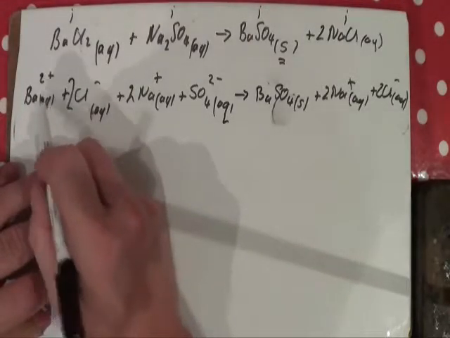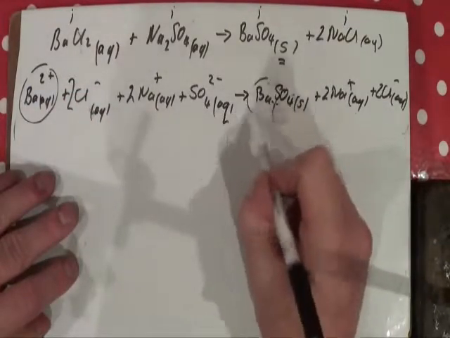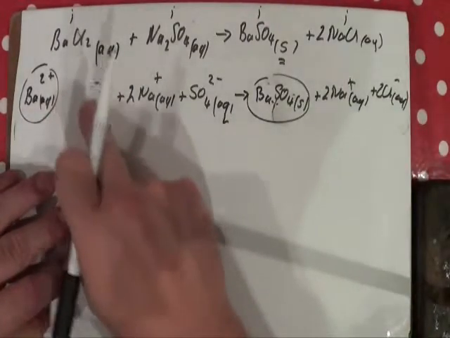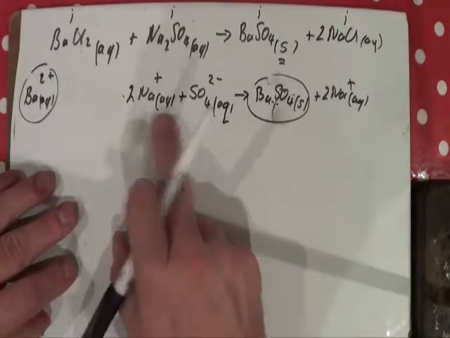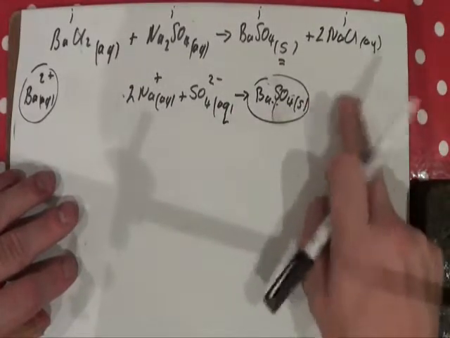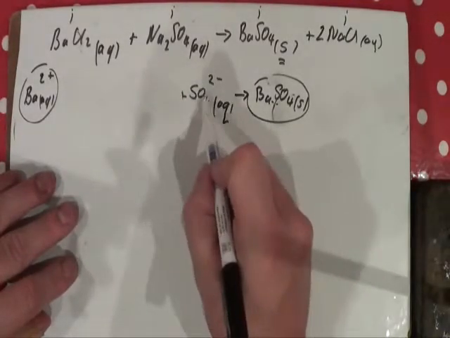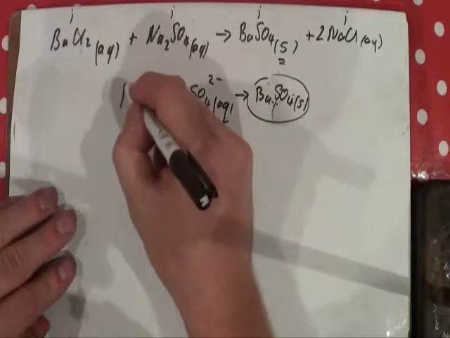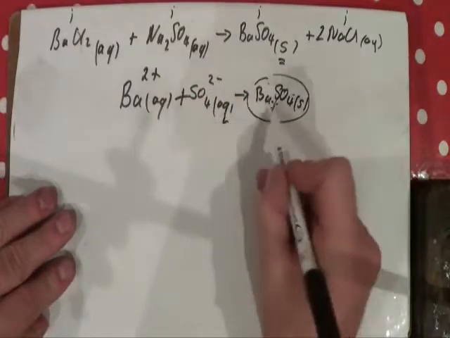We've got barium 2+ aqueous here. Barium is now a solid. That will be in my ionic equation. So will this. 2 chloride ions aqueous, 2 chloride ions aqueous. Let's just get rid of them. 2 sodium ions aqueous, 2 sodium ions aqueous. Get rid of them. We have a sulfate ion, 2- aqueous. The sulfate is now solid. So we'll just bring that over to here. Barium 2+ aqueous, plus the sulfate ion gives my barium sulfate. That's my ionic equation.